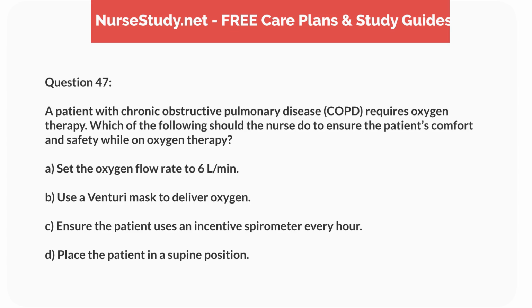Question 47. A patient with chronic obstructive pulmonary disease, COPD, requires oxygen therapy. Which of the following should the nurse do to ensure the patient's comfort and safety while on oxygen therapy? A. Set the oxygen flow rate to 6 liters per minute. B. Use a Venturi mask to deliver oxygen. C. Ensure the patient uses an incentive spirometer every hour. D. Place the patient in a supine position.